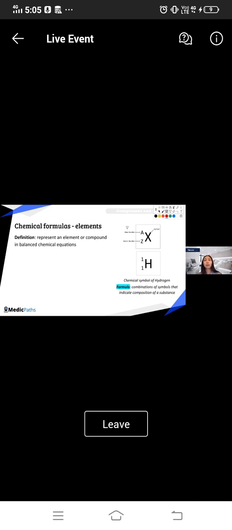The mass number, if you remember, is made up of protons plus neutrons, okay? And the atomic number is also called the proton number. All right, and electrons are not involved in the mass number because they're very light. And just from these two values, you can work out the number of protons, the number of neutrons, and the number of electrons.